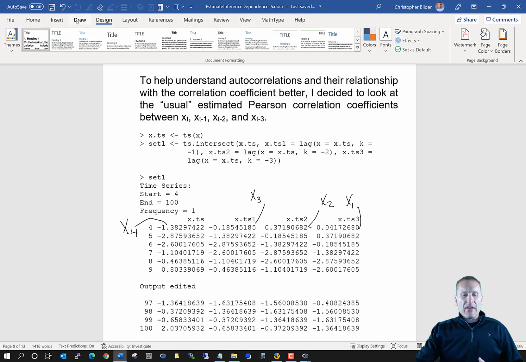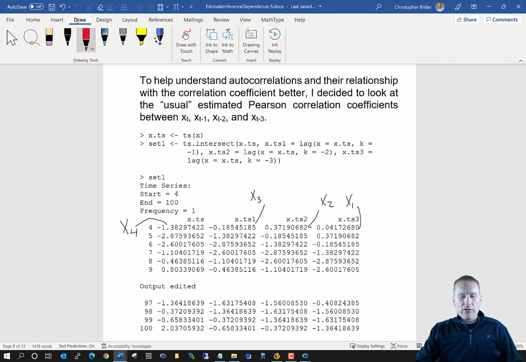Now, to help understand what these autocorrelations are measuring, how about we simply look at Pearson correlation coefficients for, let's say, a variable x of t, and then we shift everything down 1 time point, shift everything down 2 time points, and shift everything down 3 time points. So in other words, you can think of this as, outside of a time series class, we have 4 different variables that we're working with. And we want to find the regular old Pearson correlation between them.